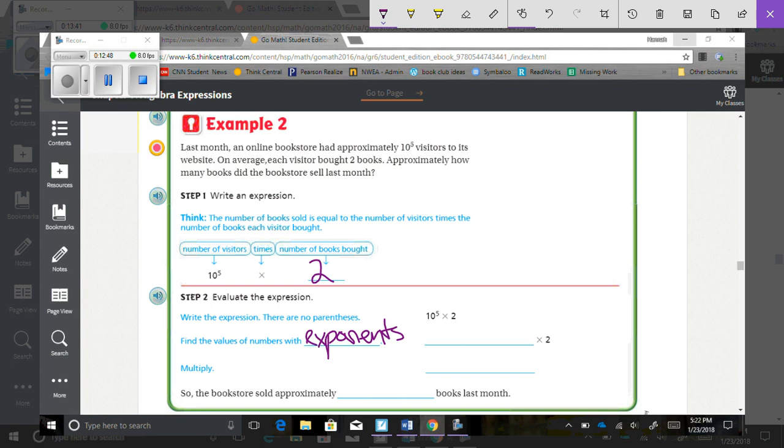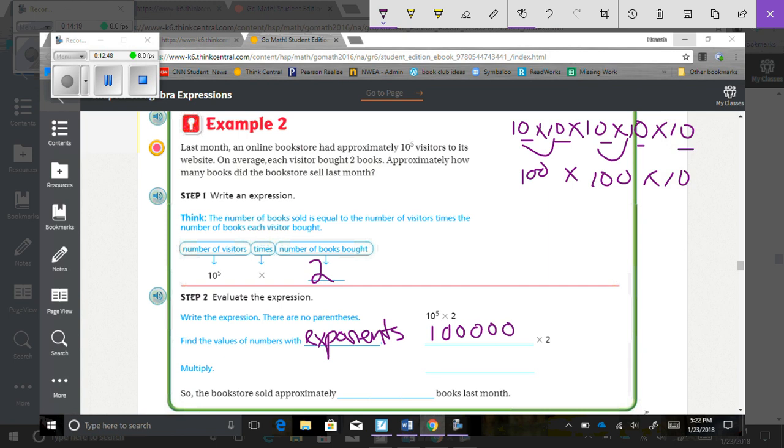So 10 to the 5th is going to be 10 times 10 times 10 times 10 times 10. Okay? Another way to think of it with tens, a little shortcut, as long as you understand how to do all this, is just count your zeros. 1, 2, 3, 4, 5. So my answer is going to be 1, 2, 3, 4, 5 zeros, which brings me to 100,000.